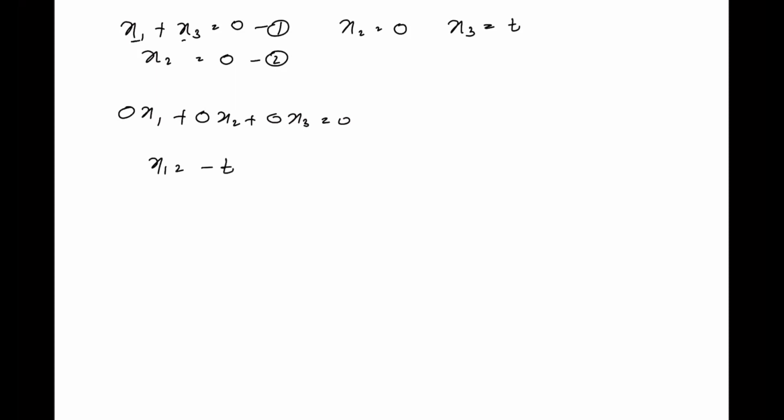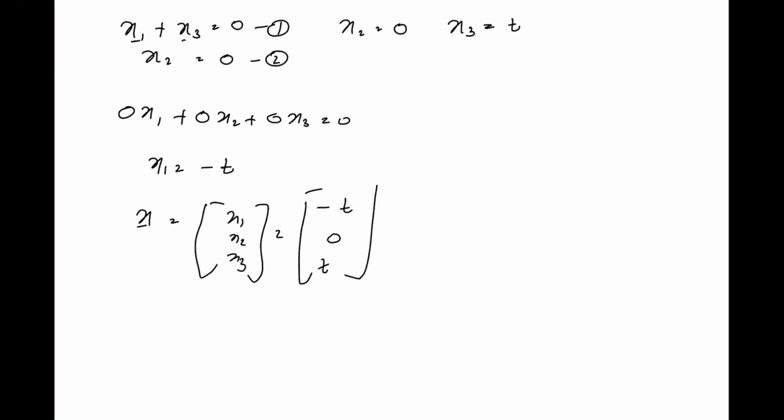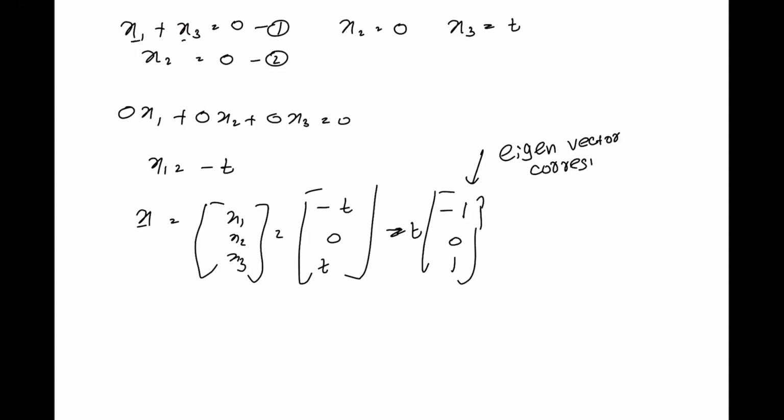So I can write my solution vector x as x1, x2, x3. It is minus t, 0, t, and I can write this as minus 1, 0, 1 times t, or you can take t forward if you want. No matter how you write it, it is t. So this is my eigenvalue, sorry, eigenvector corresponding to lambda equals 0.